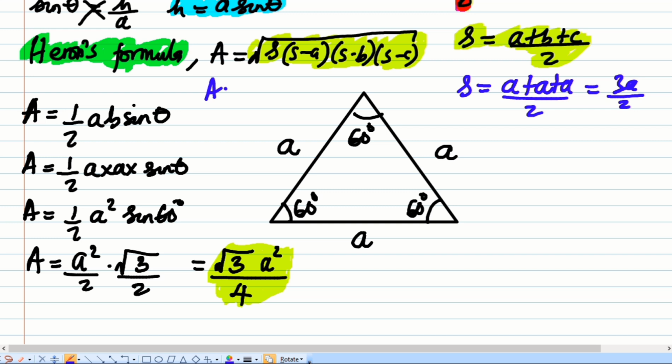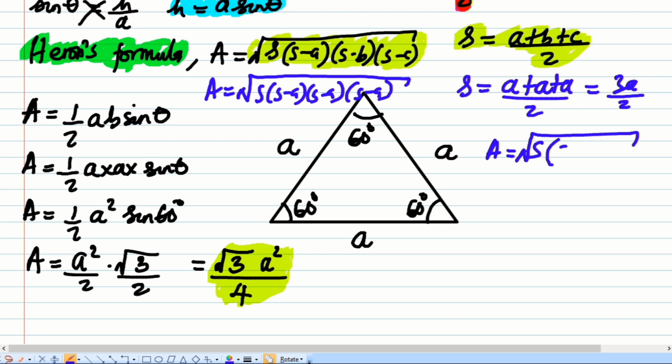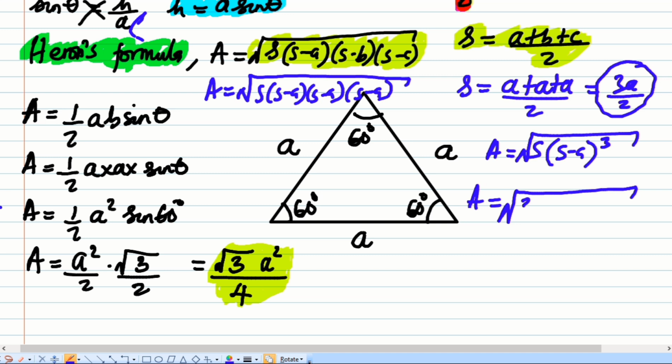And then for the area, this is just going to be S into S minus A, another S minus A, another S minus A. So that's going to be the square root of S into S minus A raised to power 3. When we plug that into the equation, this becomes the square root of S, which is 3A over 2, times S minus A, which is 3A over 2 minus A, raised to power 3.